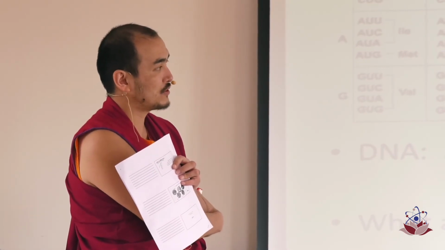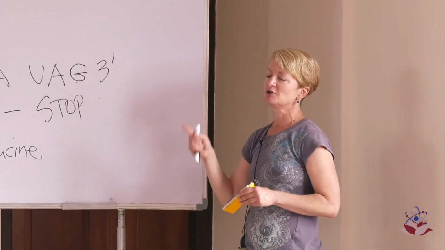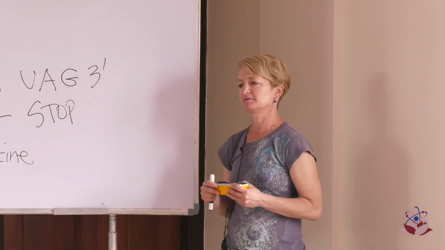So how does that RNA polymerase molecule know where the start of a gene is?